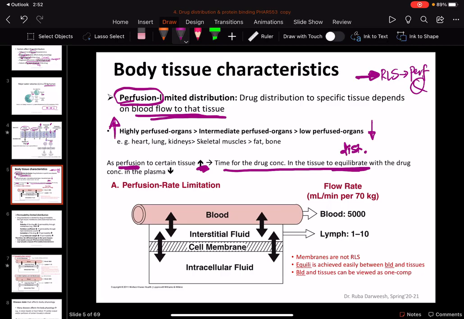Okay, so we can see here in the diagram the blood capillary, interstitial fluid, cell membrane, and intracellular fluid. If we are talking about the flow, then we are talking about this only, and we don't have any problems at these membranes before reaching or entering the cells. So the membranes that we have here are not the rate limiting step of the distribution. That's why we usually have an easier equilibrium between the blood and tissue. If we don't have any problems in the permeability, we can have a rapid distribution, and that's why we can have a behavior that is similar to one compartment.